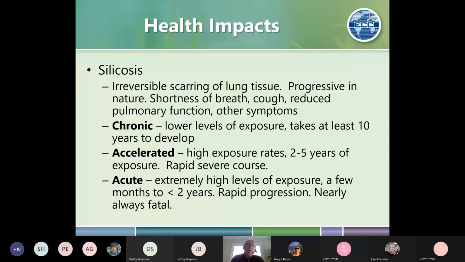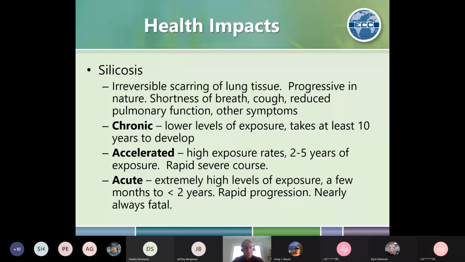Okay, so the health impacts include silicosis. This is an irreversible scarring of the lung tissue. It's been known to be associated with rocks and mineral occupations for centuries. Marble cutters, miners have always experienced high incidence of silicosis. It's progressive in nature. Usually it takes a long time to develop, though not always. Results in shortness of breath, cough, reduced pulmonary function, and other symptoms.